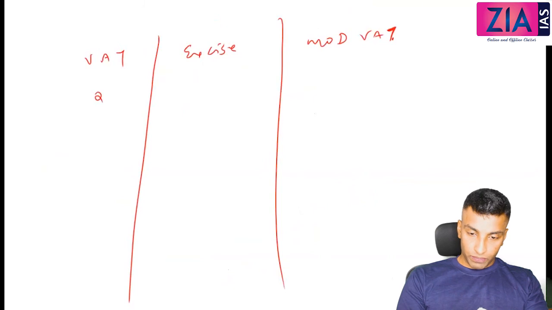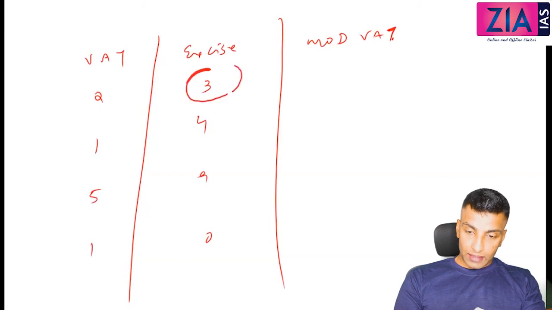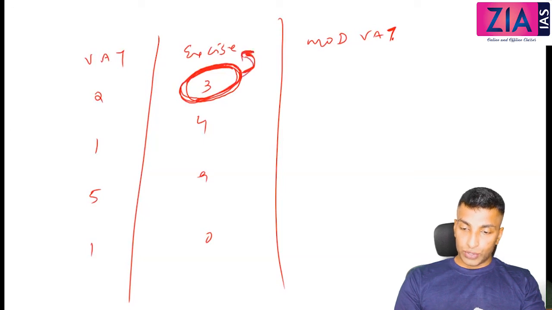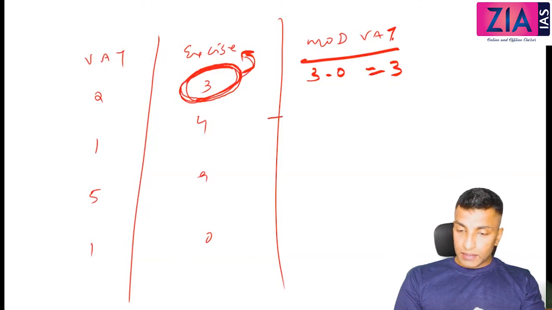So 2, 3, 1, 4, 5, 9, 1, 10. This is what we have written before. Now, when it comes to Modvat, you will be taxed here, and based on this only tax will be charged, because it is output tax, but the previous will be offset, reimbursed. So here there is nothing previous, this is the first stage. So 3 itself, or 3 minus 0, for you to understand, 3, because there is nothing to reimburse here.